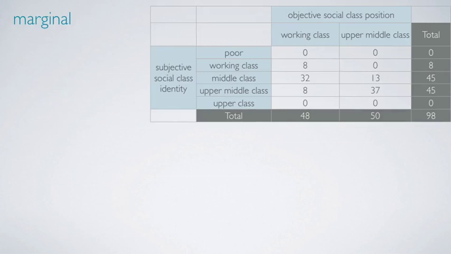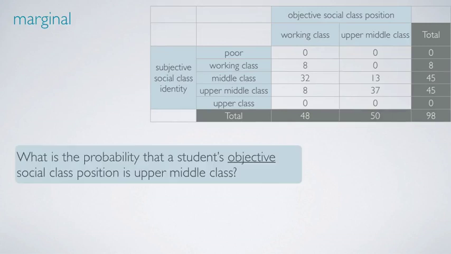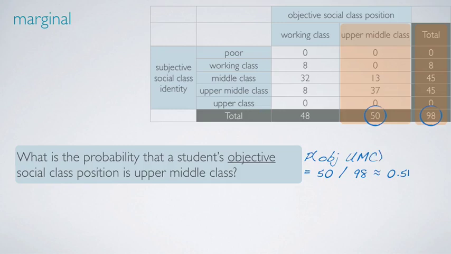What is the probability that a student's objective social class position is upper middle class? To answer this question, we look at the objective upper middle class column and see that there are 50 students who belong in this category, out of a total of 98 students, and the probability is simply 50 over 98, that's roughly 51%. We'll denote this probability of objective UMC, the upper middle class. The notation isn't all that important, but it will make it easier to compare to joint and conditional probabilities once we define them in the next few slides.